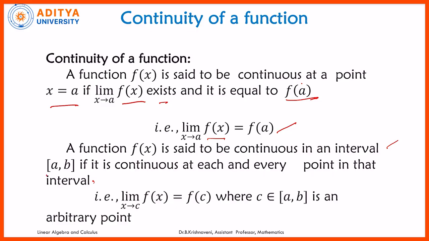Suppose let us consider a closed interval a comma b. At each and every point we are getting a limit and satisfying this, we say that it is continuous in the given interval. That is, limit x tends to c f of x is equal to f of c, where c belongs to closed a comma b is an arbitrary point.